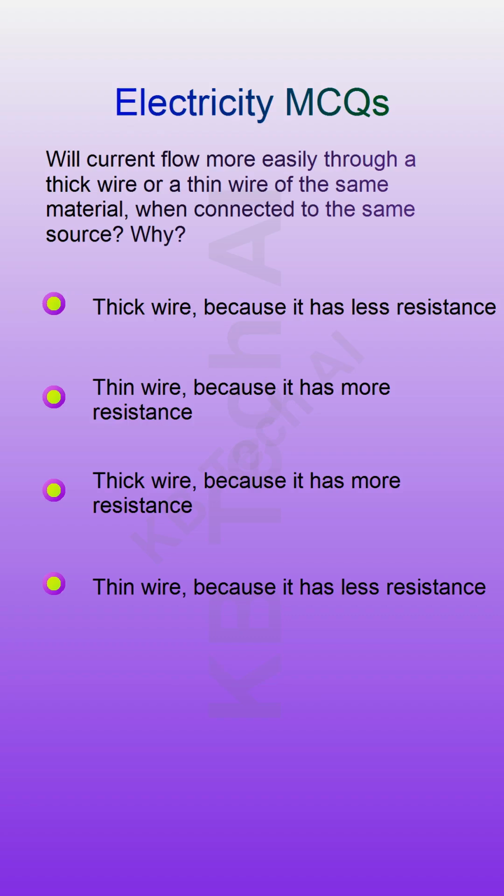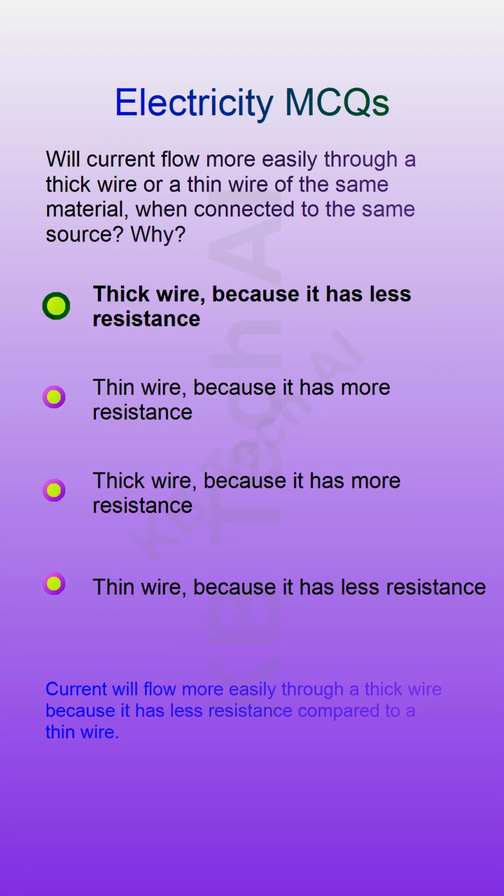Will current flow more easily through a thick wire or a thin wire of the same material, when connected to the same source? Why? Option 1, thick wire, because it has less resistance. Option 2, thin wire, because it has more resistance. Option 3, thick wire, because it has more resistance. Option 4, thin wire, because it has less resistance. The answer is, option 1, thick wire, because it has less resistance.